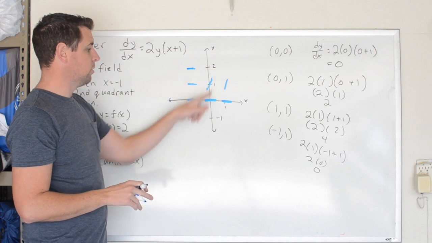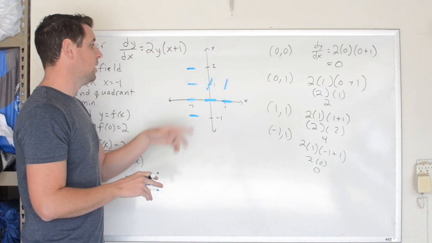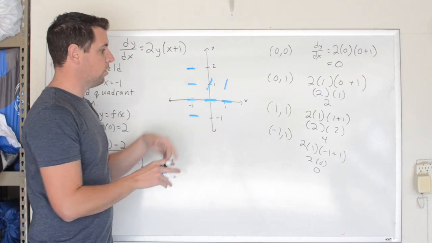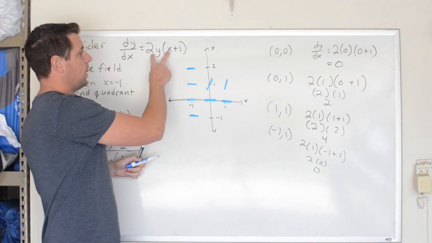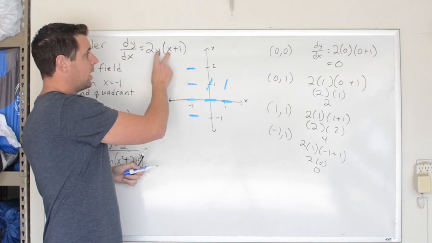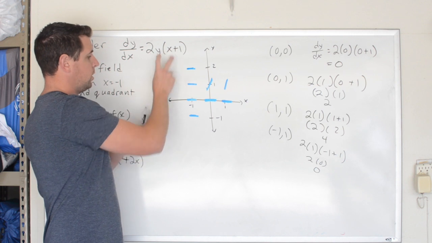Now I only have 1, 2, 3, 4 points left to check and find those slopes for. I'll go ahead and do (0, 2). When I put that in, I got 4 times 1, so I got 4.